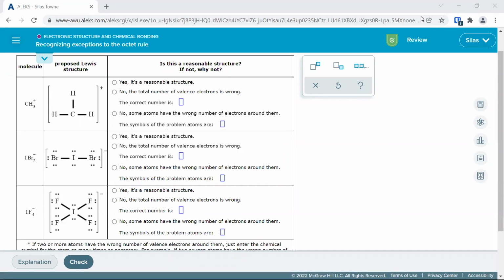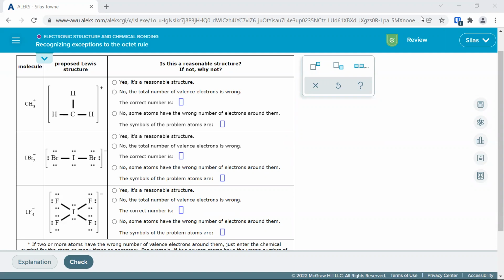here structures. We're looking at, is it a reasonable structure? And then maybe some exceptions. What are those exceptions? Well, that's when sometimes we have ones that have less than an octet. So that would be boron usually, maybe a couple other examples. Sometimes we have more than an octet.